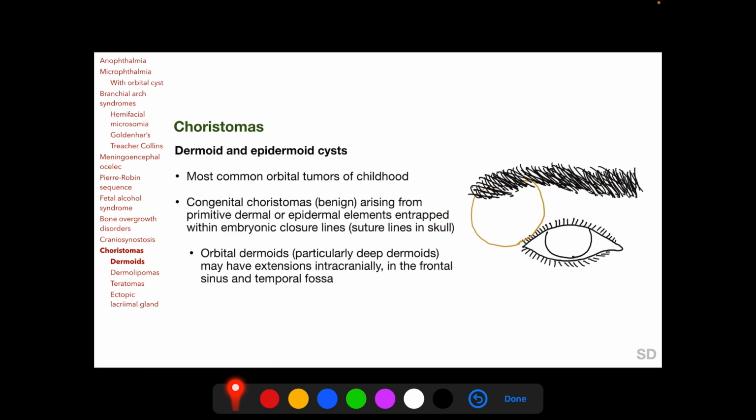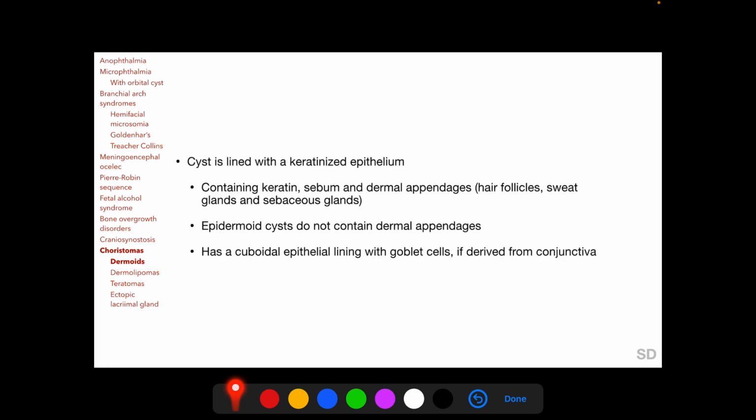Orbital dermoids may have extensions inside the cranium, in the frontal sinus, and in the temporal fossa. The lining of a dermoid cyst is a keratinized epithelium, and the cyst contains keratin, sebum, and dermal appendages. The dermal appendages being hair follicles, sweat glands, and sebaceous glands. And it is called an epidermoid cyst when it contains only keratin and sebum and does not contain dermal appendages. If the dermoid cyst is derived from conjunctiva, the cyst has a cuboidal epithelial lining with goblet cells.